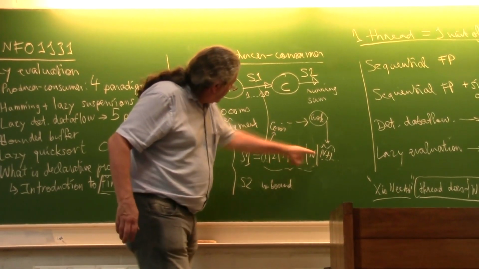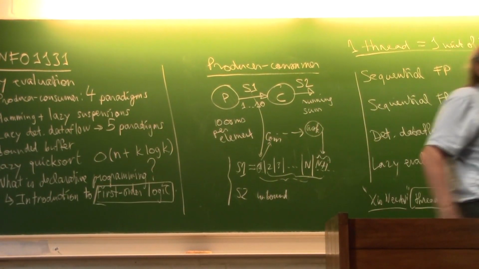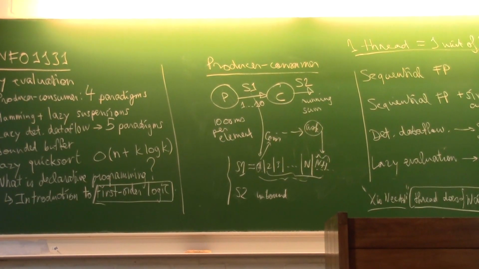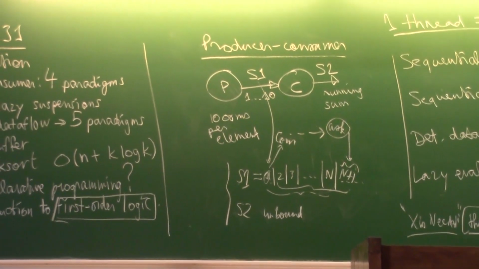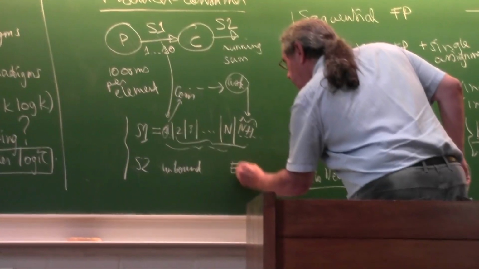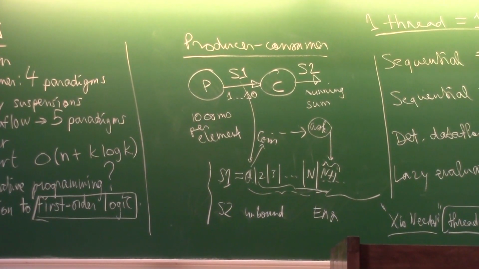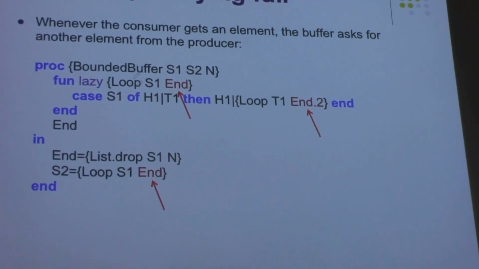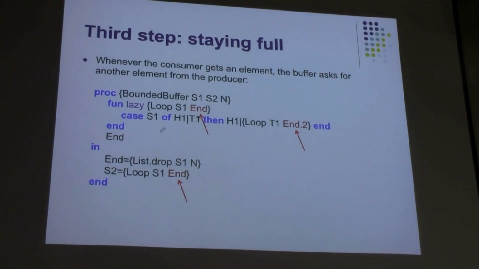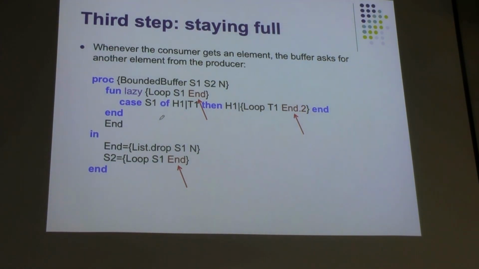Okay, so it's like this. The buffer is always trying to stay full. Okay? So how do we do that? Well, we have this end pointer variable here, which is essentially bound to the rest of the stream, right? End. So we're going to use end, and we're going to add it as an argument to our loop here. So the loop is each time the consumer reads one element, the loop is going to do one iteration.